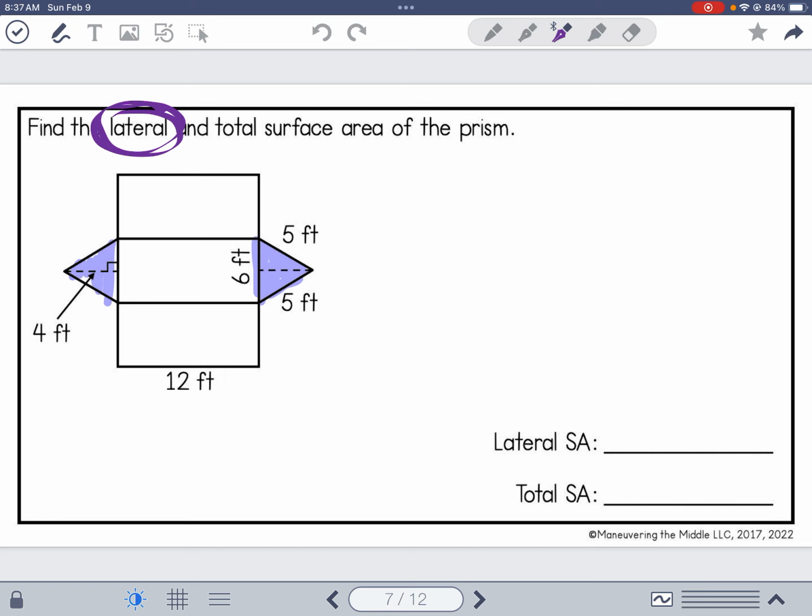All right, here we go. I know from here to here is 5, so when I fold this, that's also 5. Here to here is 5. When I fold it, that is also 5. Same thing on the other side. All of these are 12. We know that this one has to be 6 because that's 6. All right, we have all of our numbers. Now let's do our formulas. So I'm looking at the top rectangle.